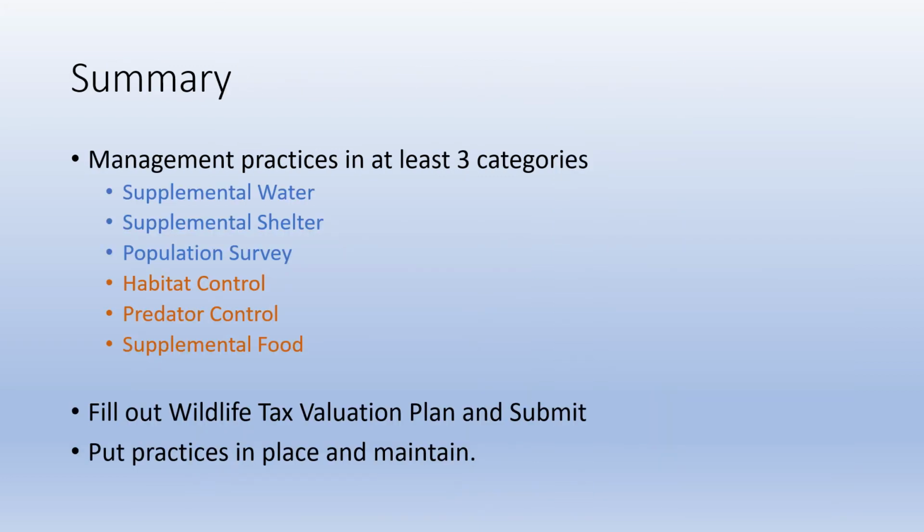So in summary, in my 5-year plan, I put in these practices in 3 categories: supplemental water, supplemental shelter, and population survey. And then in my additional practices that I intend to enact, but may not have happened every year, were habitat control, predator control, and supplemental food.